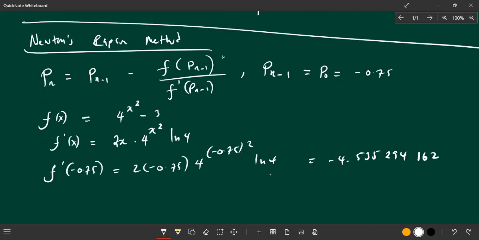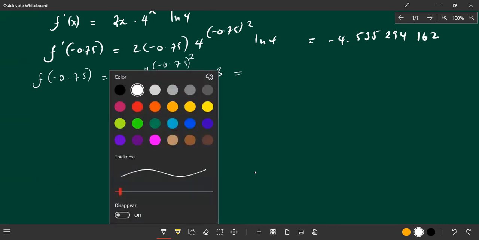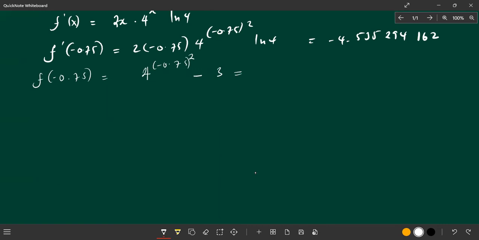And then we also evaluate our f of x at that point. So f of negative 0.75 is equal to 4 to the power negative 0.75 squared minus 3. We plug the negative 0.75 into the actual function. This gives negative 0.8189845347.